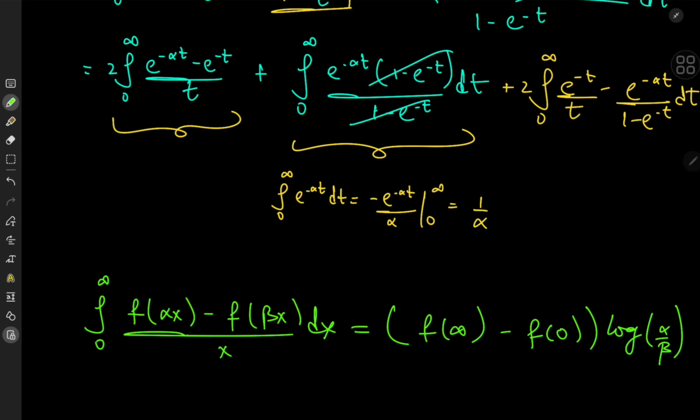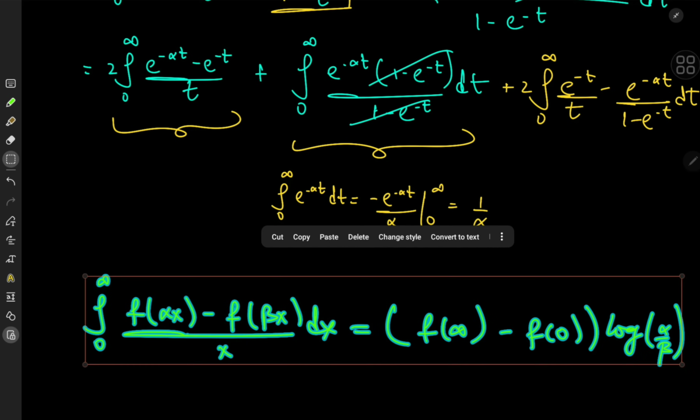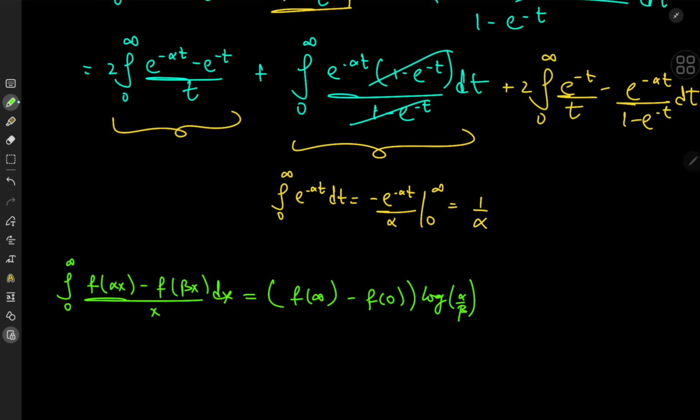Okay, cool. So for our case, we have the function f being e to the negative t, alpha being alpha and beta being 1. So this sorts out to 2 times (e to the minus t as t goes to infinity is, of course, 0, minus e to the 0 being 1) times the logarithm of alpha over 1. So that means this integral sorts out to minus 2 log alpha.